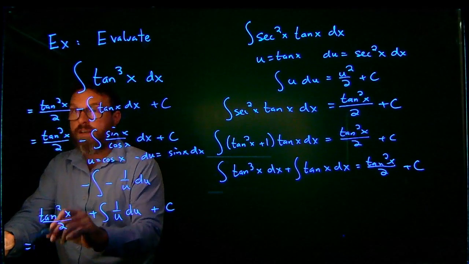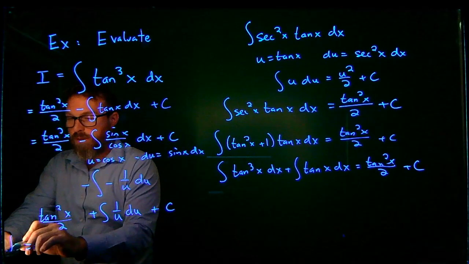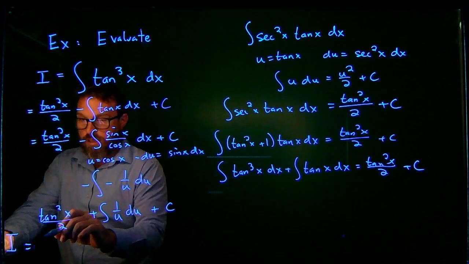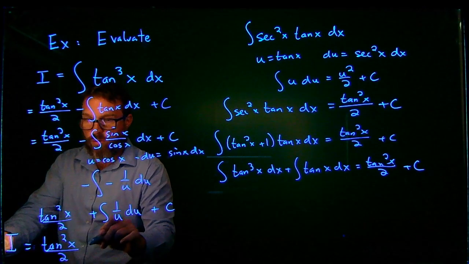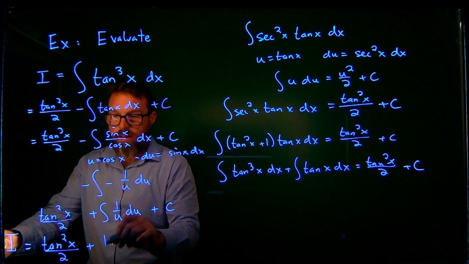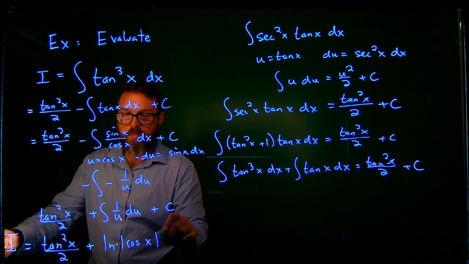So finally, if I'm going to call this my target integral, the integral of the tangent cubed is going to be equal to the tangent squared of x all over 2 plus the natural log of the cosine of x plus c.